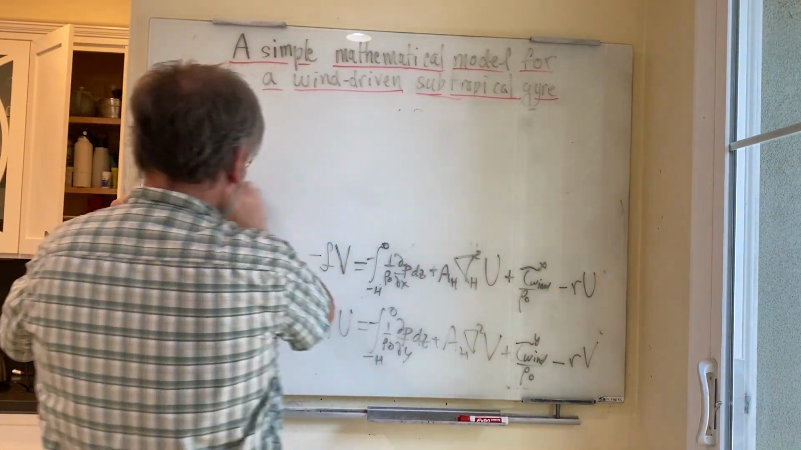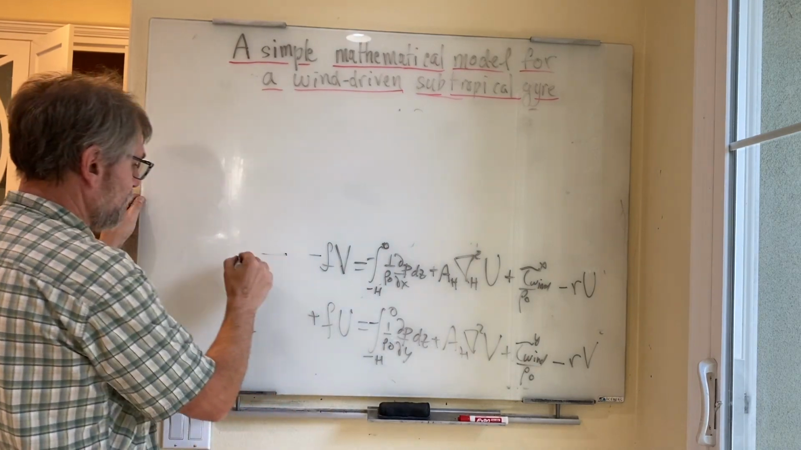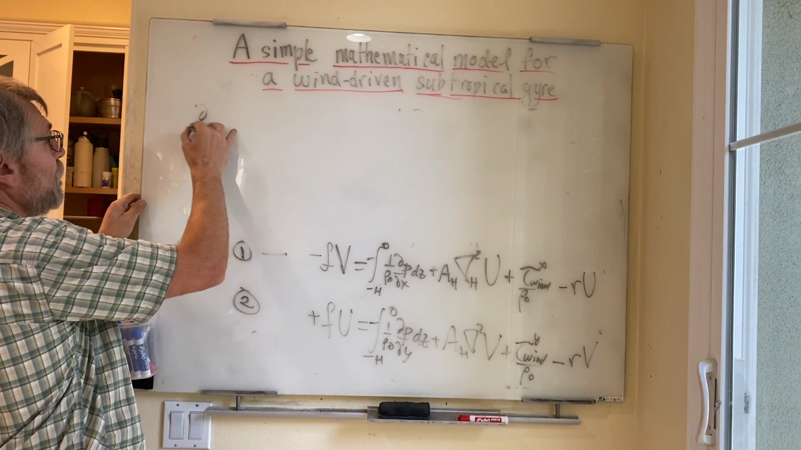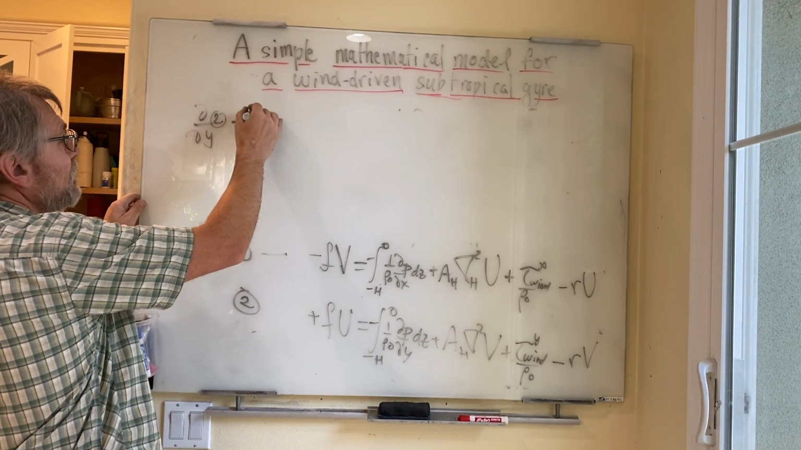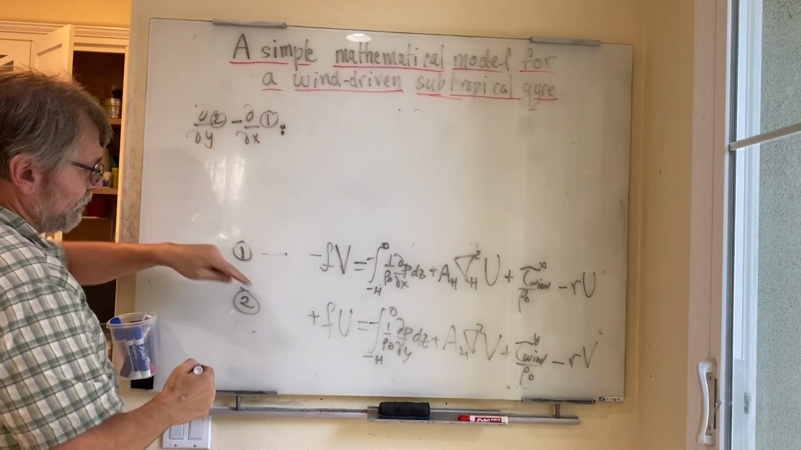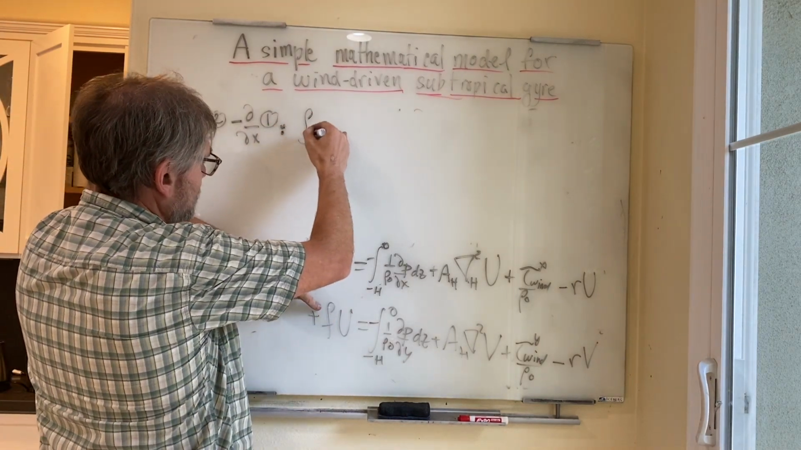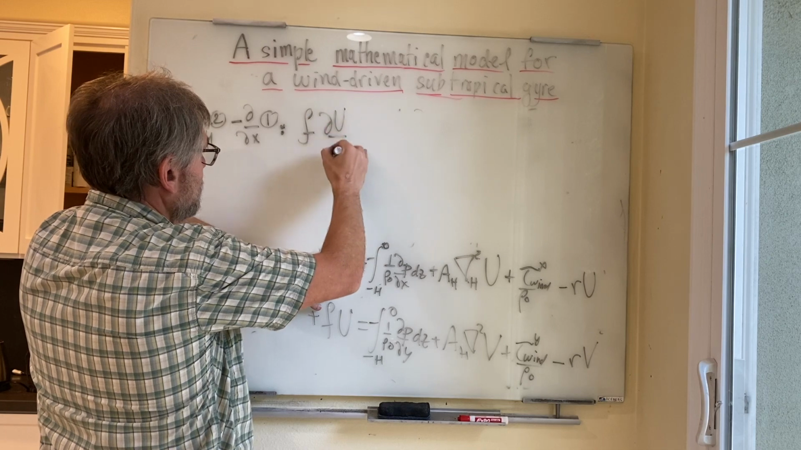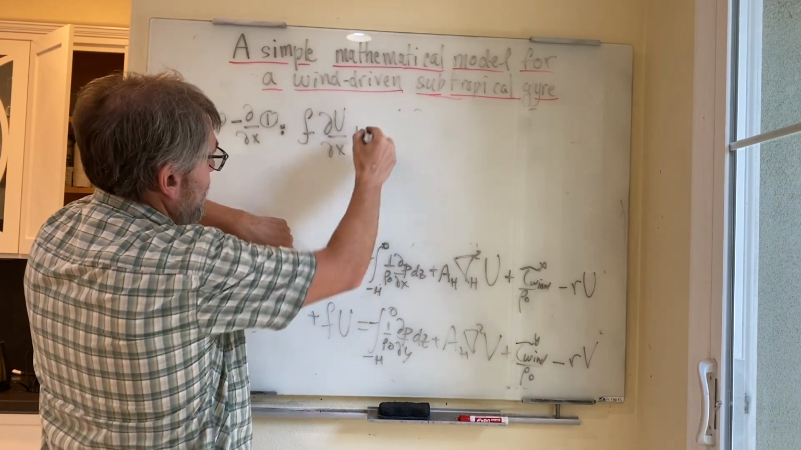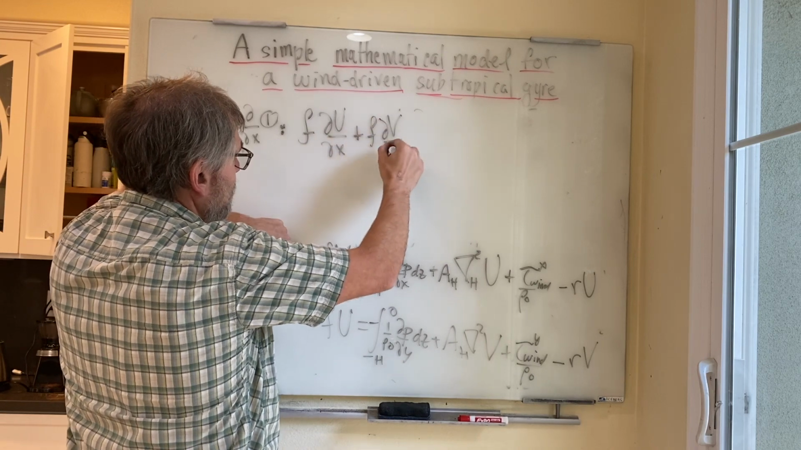And forming the vorticity equation. So if I call this equation 1 and this equation 2, I'm going to do d by dy of 2 minus d by dx of 1. And that's going to give me f times du dx plus, or sorry, minus plus f times dv dy.